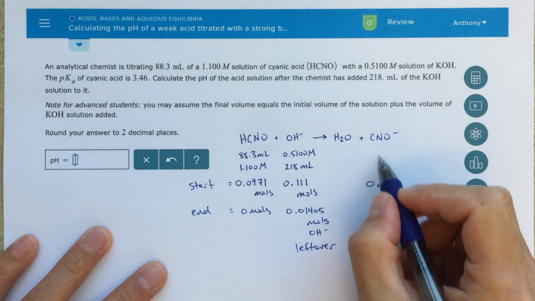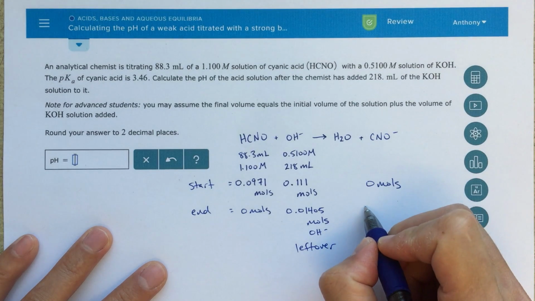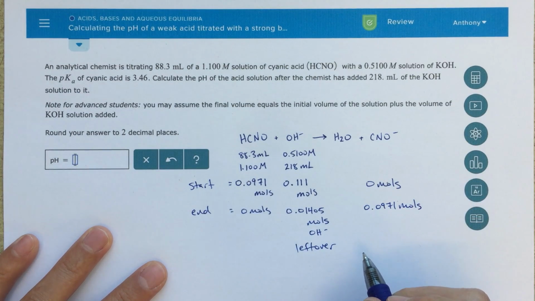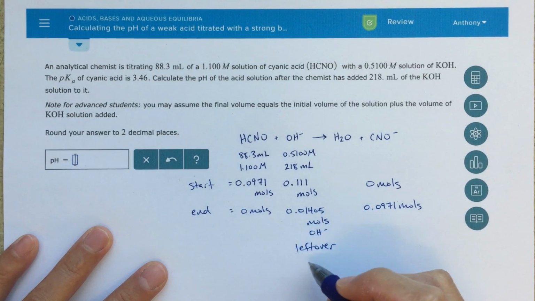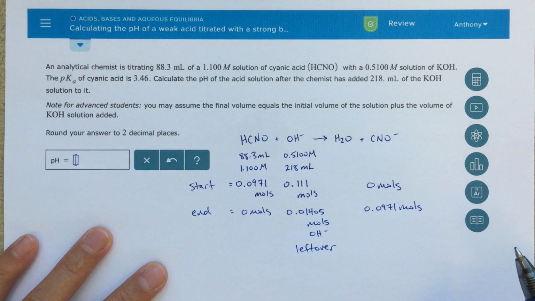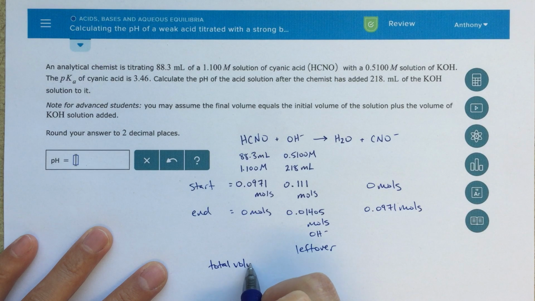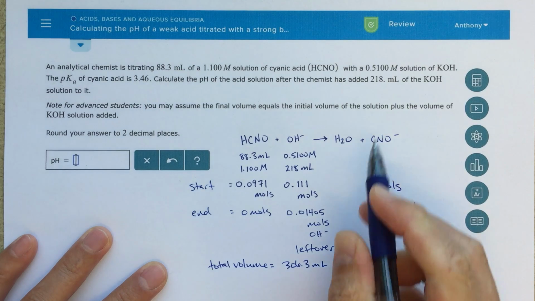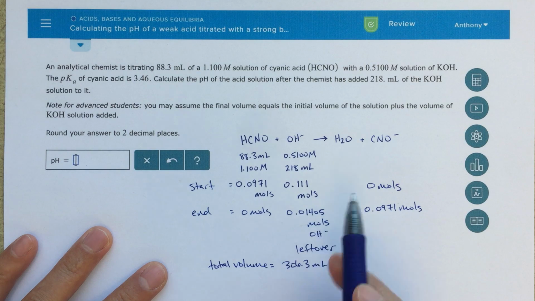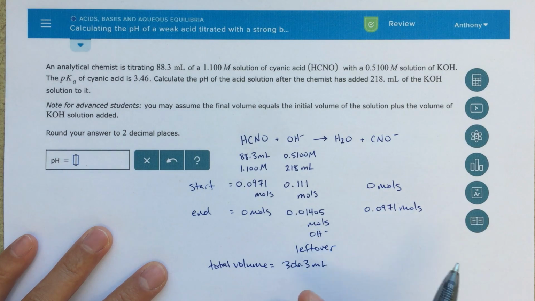We can figure out how many moles of CNO minus are formed. It doesn't really matter in this case, but it will be 0.0971. It will be the same as my limiting reactant, but because we have leftover OH minus, this is really going to determine what the pH of my total solution is. Again, I'll want to know what the total volume is, just like last time. So the total volume in this case is going to be 306.3 milliliters, just adding up the volumes that I'm mixing together. And with this total number of moles of OH minus left over and this total volume, I can figure out the concentration of the OH minus.